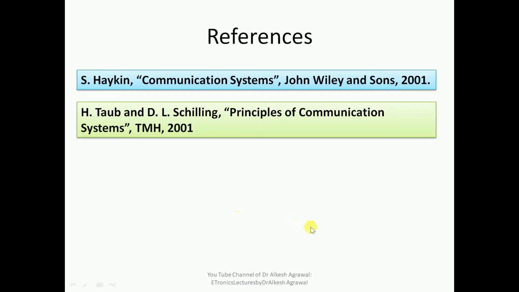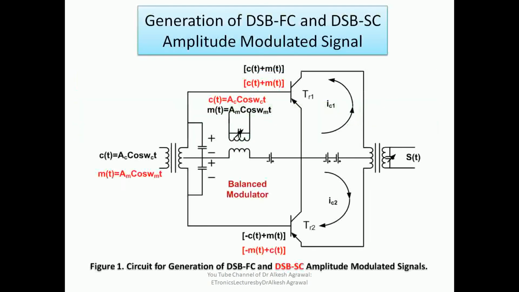So these are some reference books. The first book is Communication Systems, authored by Simon Haykin, and the other book is Principles of Communication Systems, authored by H. Taub and D.L. Schilling.